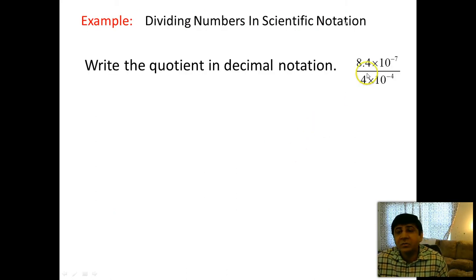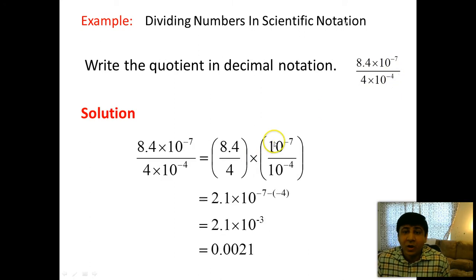So suppose you want to simplify 8.4 times 10 to the power minus 7, pay attention, it's a minus 7, divided by 4 times 10 to the power minus 4. So what will happen? We will divide 8.4 by 4, which gives us 2.1, and then we divide 10 to the power minus 7 by 10 to the power minus 4.